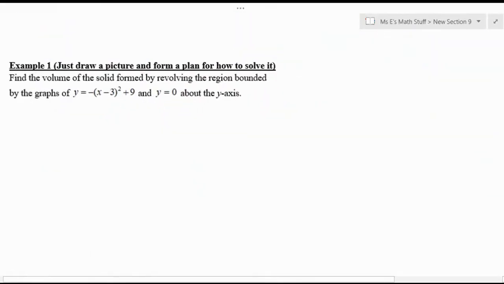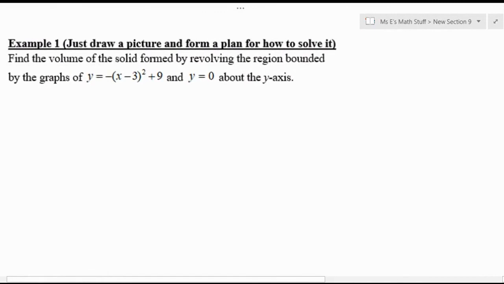Okay, for example 1, I would like for you to just draw a picture, as in that cute little 3D picture that we've been working on, and get a plan in your head for how you would solve it. You're not actually making yourself grunge it out and get to the final answer or anything, but I do want you to wrap your mind around what would be involved in finding the volume of the solid formed by revolving the region bounded by the graphs of y equals the opposite of the quantity x minus 3 squared plus 9 and y equals 0 about the y-axis.